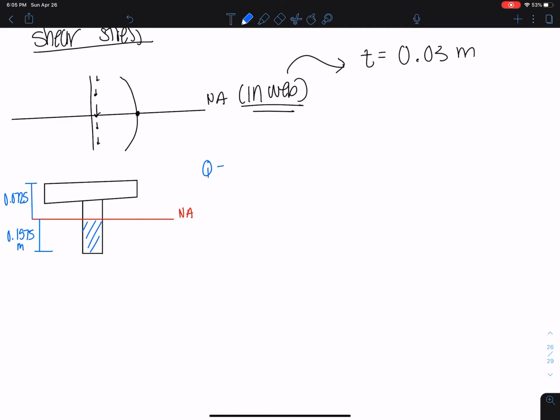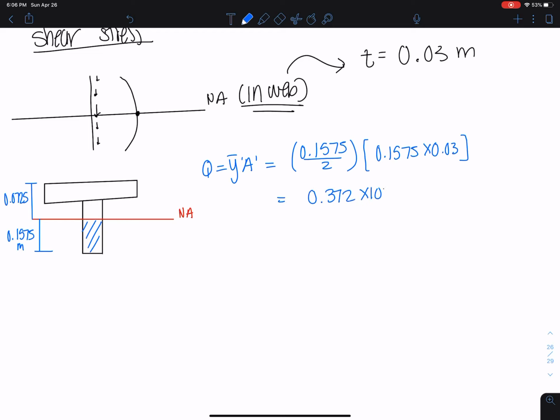So I'm going to say Q is equal to y bar A prime. And I can say that's equal to 0.1575 over 2, the distance from the middle of that to the bottom right there, times 0.1575 times 0.03, the area of that. And that's just equal to 0.372 times 10 to the negative 3 meters cubed.